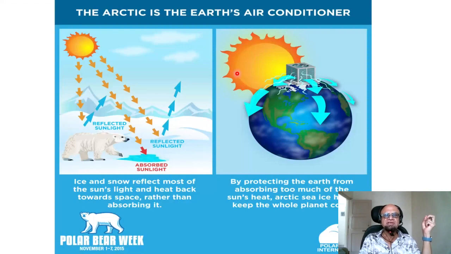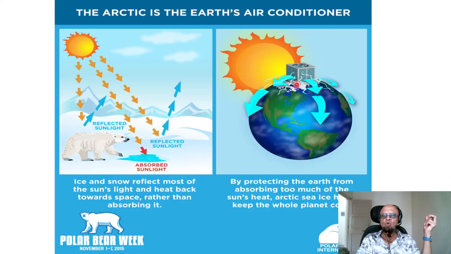Okay, so there are other examples. Arctic is the Earth's air conditioner right now because it has a lot of sea ice which reflects a lot of the sunlight, and very little is absorbed in the open patches, and the polar bears were happily wandering around, so ice and snow reflect most of the sun's light and heat back towards space rather than absorb it.